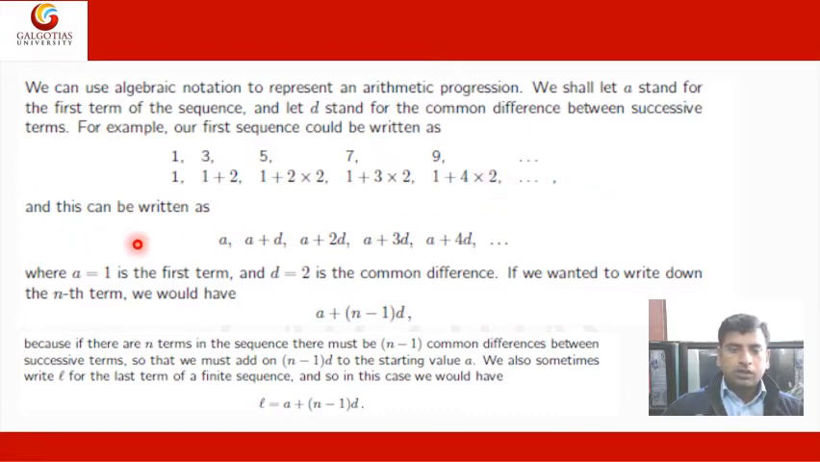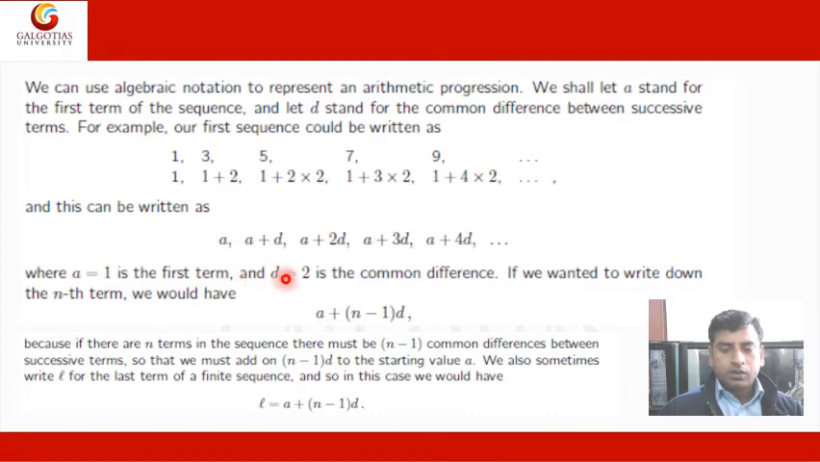And this can be written as a, a plus d, a plus 2d, a plus 3d, a plus 4d and so on, where a equal to 1 is the first term and d is the common difference. If we wanted to write down the nth term, we would have an equal to a plus n minus 1 into d, because to write the nth term we will multiply the common difference by n minus 1, because in the first term we did not add the common difference.